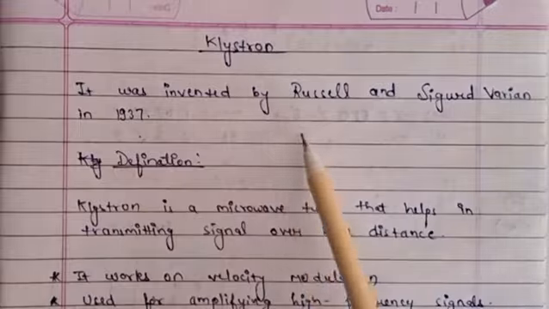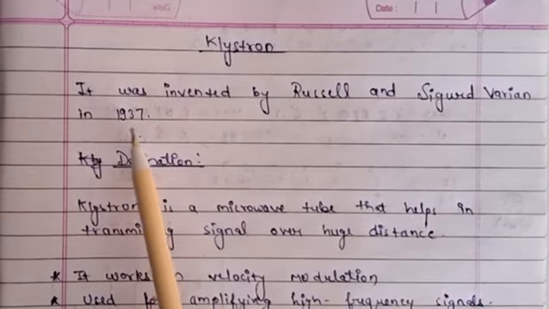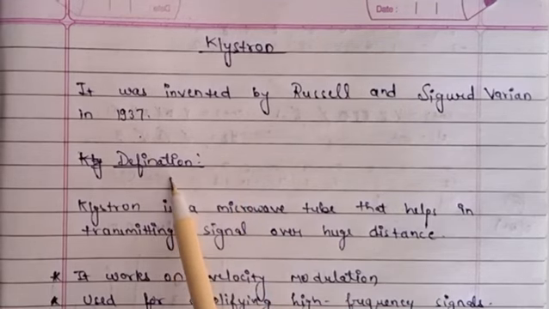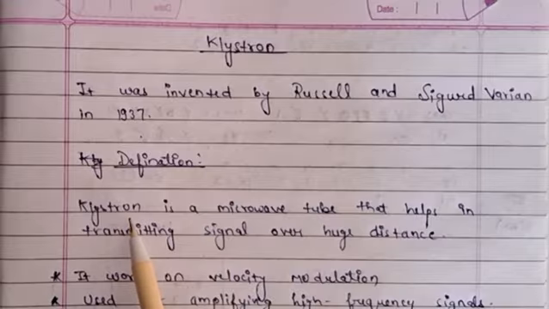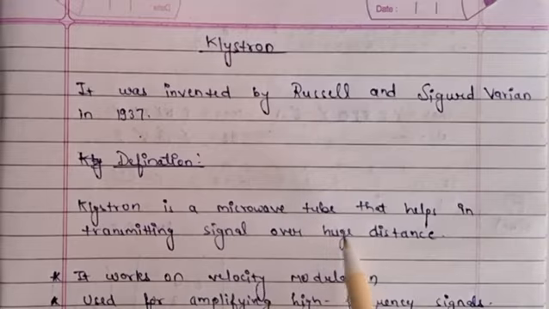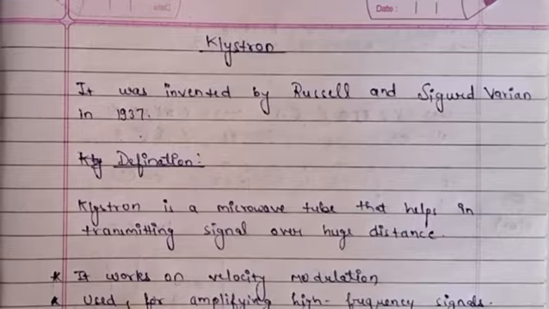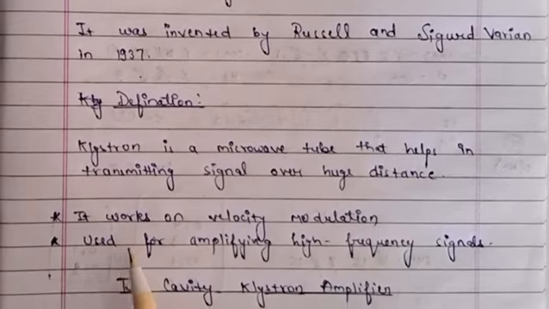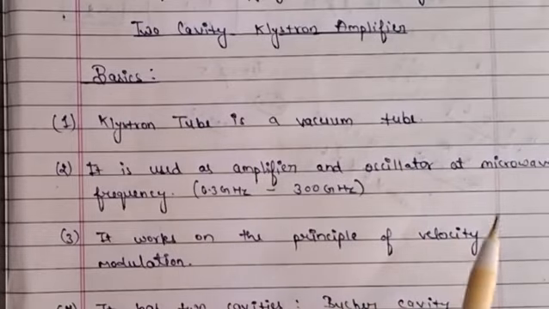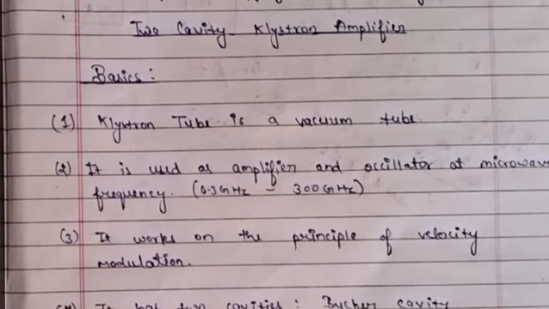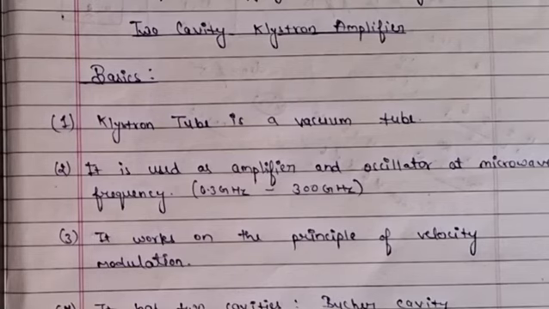Klystron tube was invented by Russell and Sigurd Varian in 1937. If you are wondering what is Klystron tube, then Klystron tube is basically a microwave tube that helps in transmitting signal over huge distance. It works on velocity modulation and is used for amplifying high frequency signals. Our main topic, two-cavity Klystron amplifier. First, I will be covering basics about two-cavity Klystron, then I will explain structure and working of two-cavity Klystron amplifier.